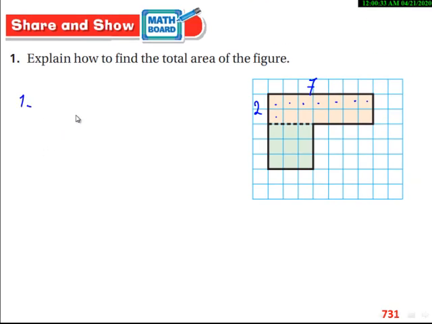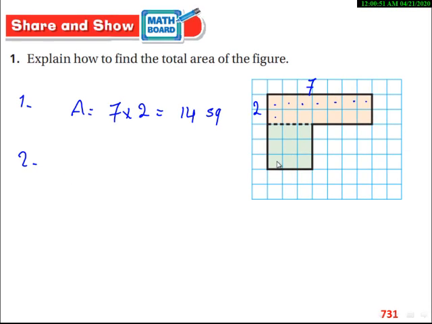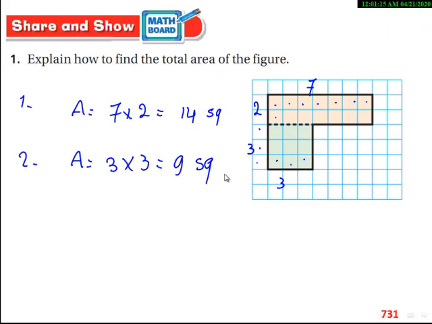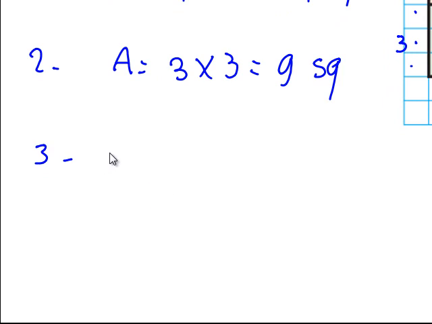Great! First area equals, excellent, 14 square units. Great job. And the second rectangle, maybe it's a square. 1, 2, 3. Here 3. 3 by 3. Great. The second area equals 9 square units. Great.